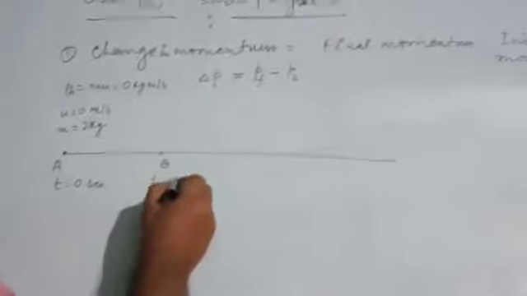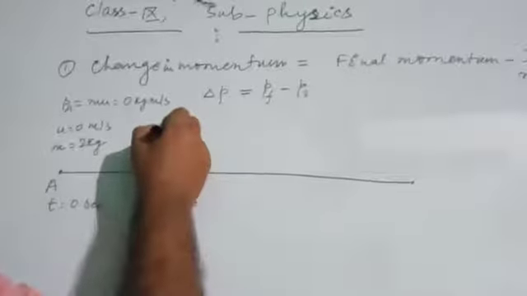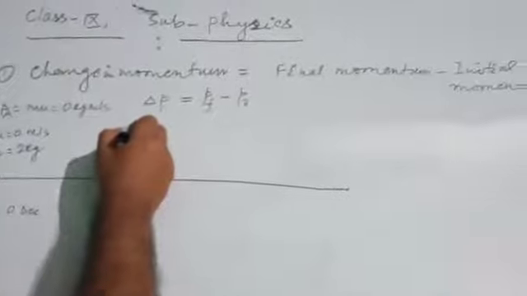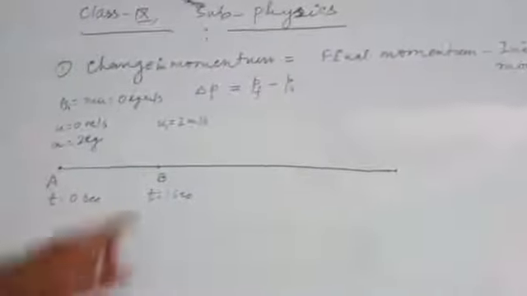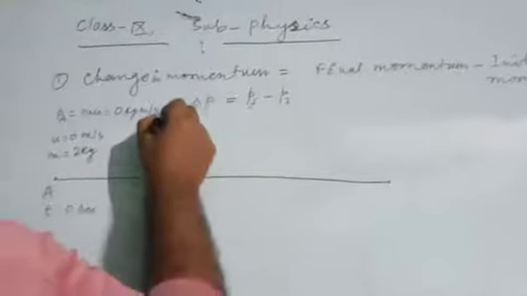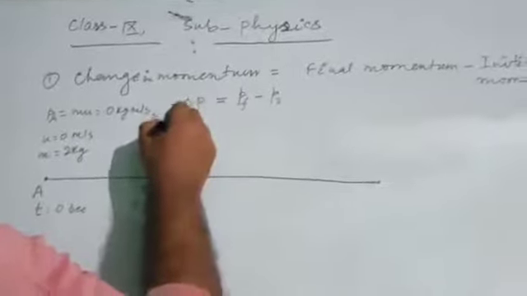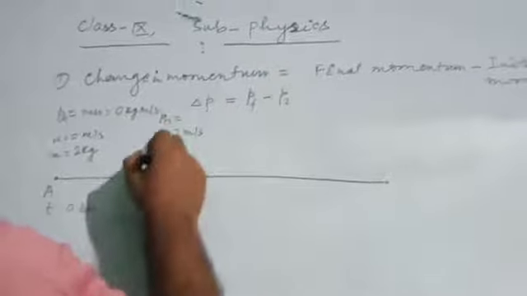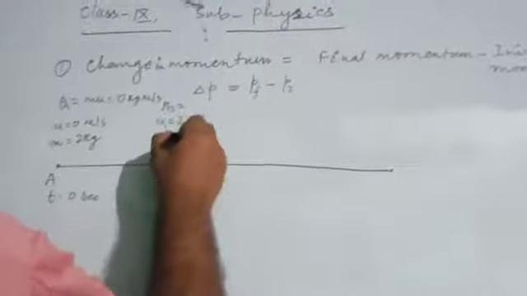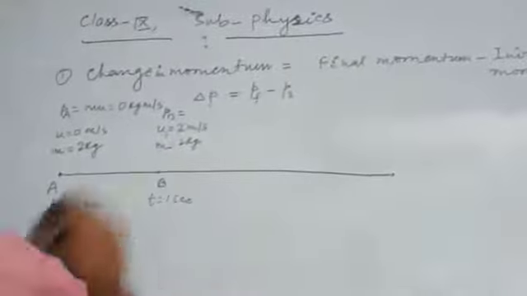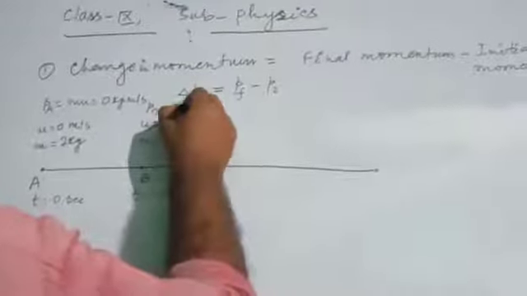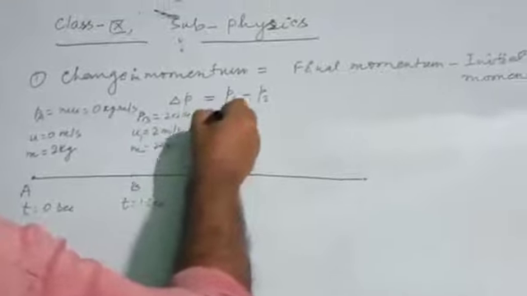At point B, after 1 second, its velocity increases by 2 meters per second. It means at point B, the velocity of the object is 2 meters per second. Now PB equals mass, which remains constant at 2 kg, into velocity at that point, 2 into 2, 4 kg meter per second.